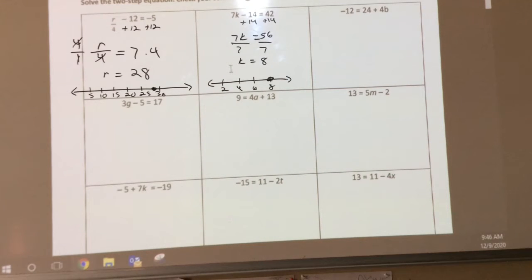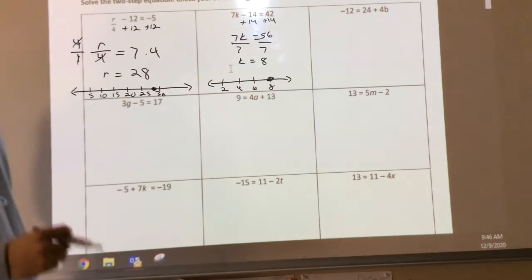That's it. Like, I'm not trying to trick you. I'm just trying to introduce this now to make it easier when we get to inequalities in a little while.